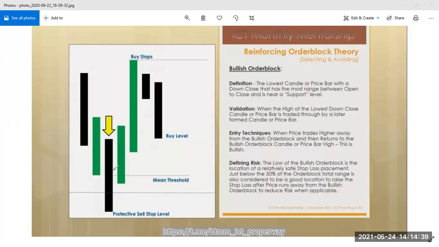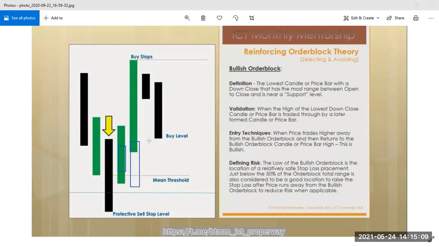But how do you know it's a bullish order block? You want the next candle, or the candle after that, or the third candle, to close above this candle. Once it closes above, then it becomes a bullish order block. But if this candle had closed here, like this, it is not an order block. If the next candle also closed here, it's not an order block.